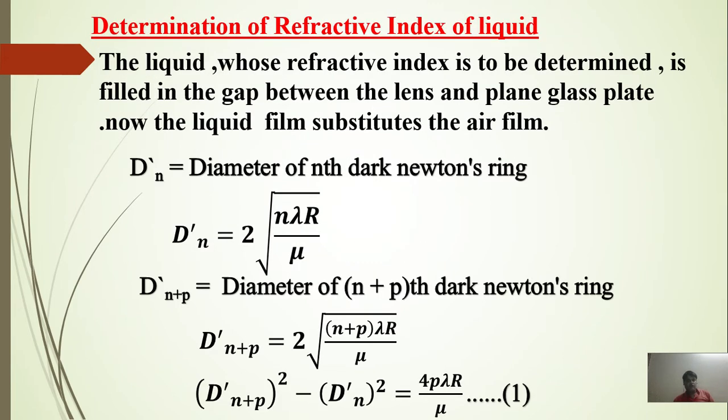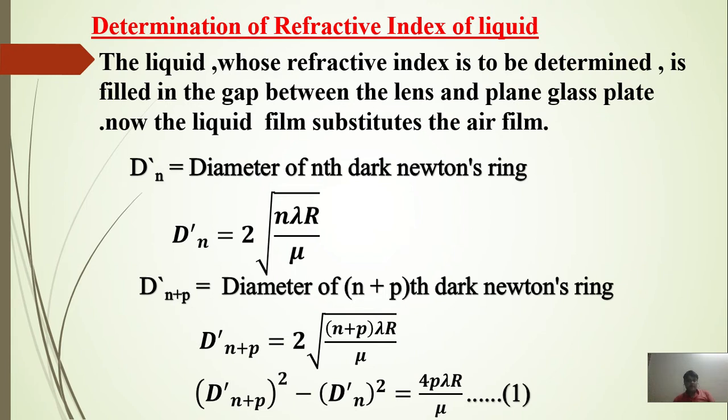So in these steps we calculate the wavelength of the monochromatic light with the help of Newton's rings. Now the second application: determination of the refractive index of a liquid. The liquid whose refractive index is to be determined is filled in the gap between the plano-convex lens and the glass plate. We know that the path difference of the two reflected rays, from the bottom surface of the plano-convex lens and the upper surface of the glass plate, is delta equal to 2 mu t cos(r) plus theta minus lambda by 2.